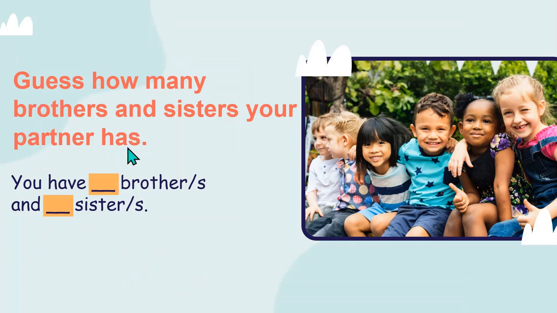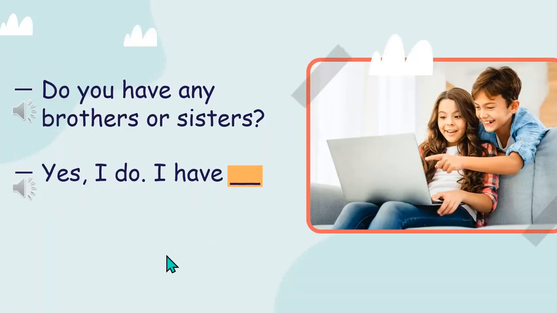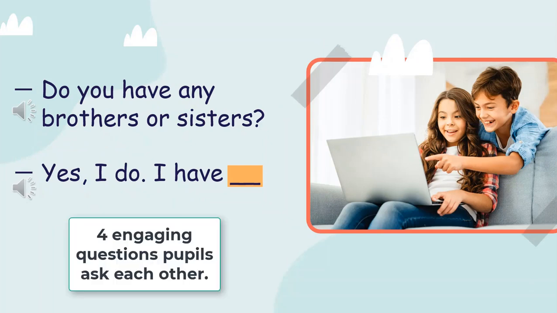So guessing, the kids love guessing games. So guess how many brothers and sisters your partner has. Here I usually try and mix them up a bit so they're not with the same partner, and they have to guess. So you have maybe 1 brother and 2 sisters? No? Okay, is it 3 brothers and 1 sister? Okay, so they guess. And then after that I have 4 questions.